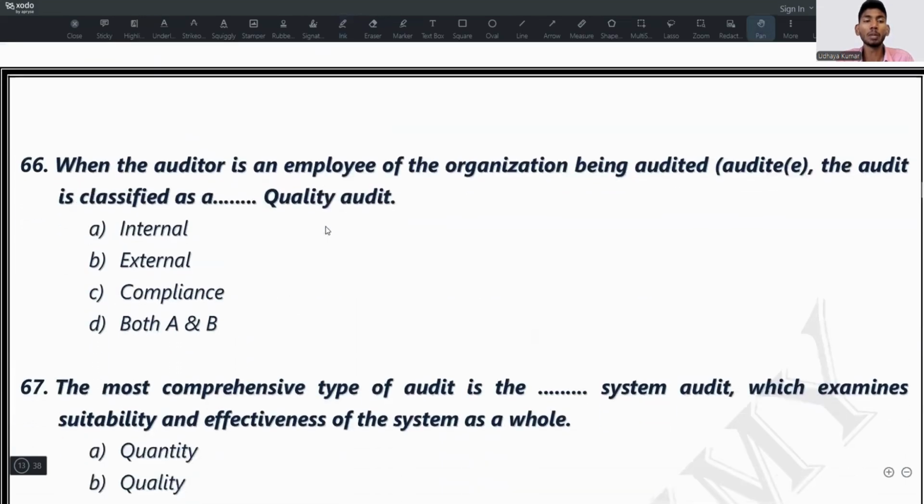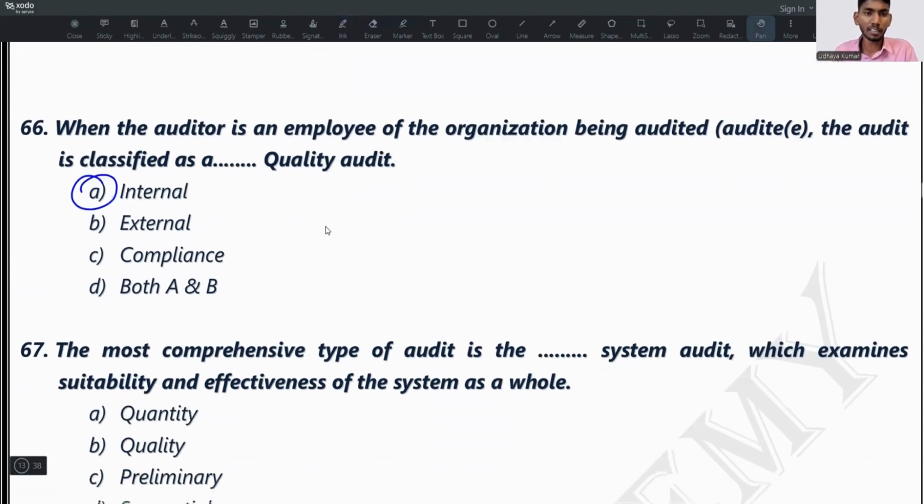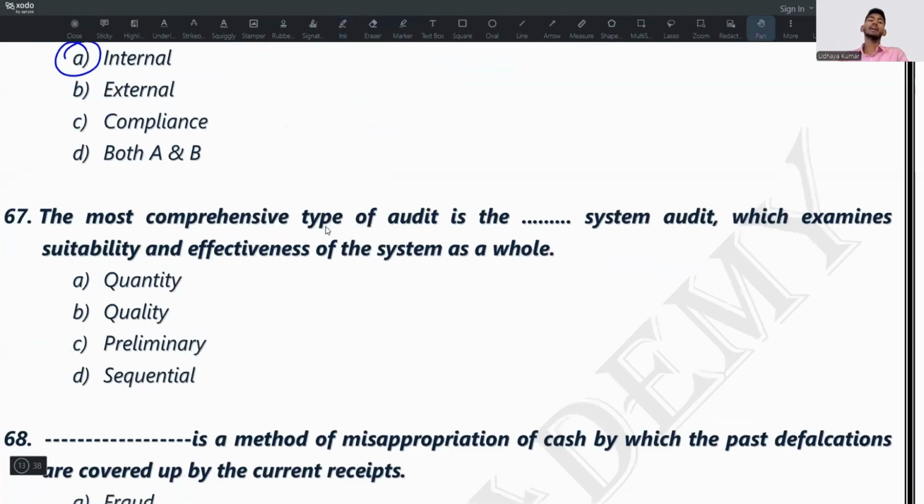Clear? So moving to the question number 66, when the auditor is an employee of an organization being audited, okay, the audit is classified as a dash. If you are being an auditor of an organization and if you are being an employee, then it is said to be internal audit, right? Internal quality auditing. Quality audit. So moving to the question number 67.